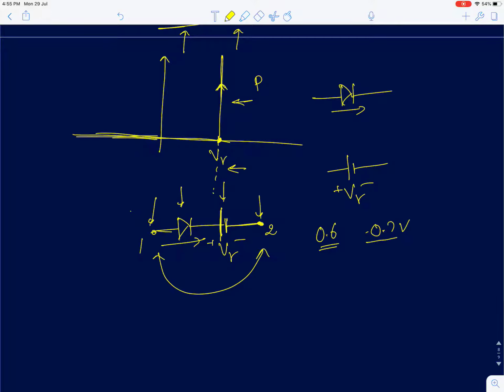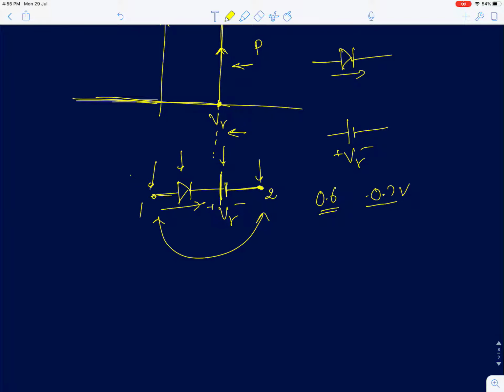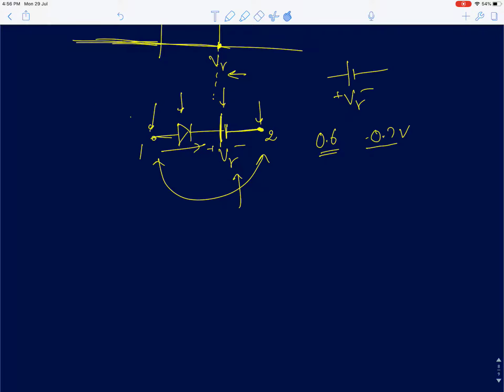So in this model, when I assume a finite cut-in voltage, you also capture the effect of power being dissipated across the diode. So we capture the effect of power being dissipated across the diode if I use a model with a finite V gamma. So I'll solve a few circuits assuming an ideal diode with a finite cut-in voltage.